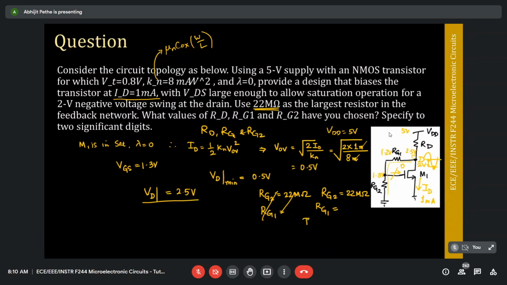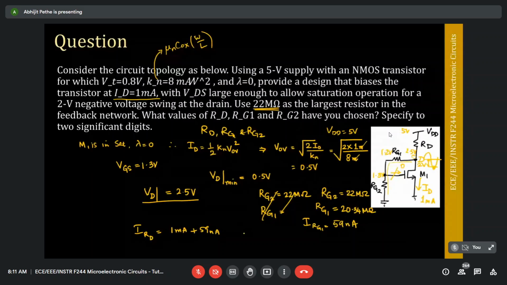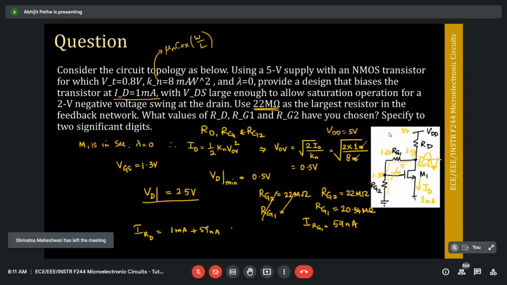And I can calculate the current flowing through RG1. So you can calculate from here, you'll get RG1 to be 20.34 mega ohm, and the current flowing through to be roughly 59 nanoamps. That is the small biasing current that's flowing through RG1, RG2. So once I know that, the total current flowing through RD is given by 1 milliamp plus 59 nanoamps, which is approximately 1 milliamp.